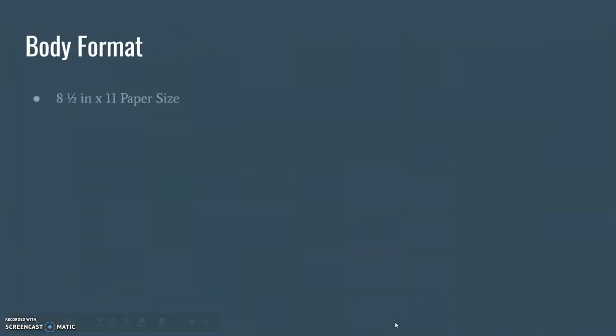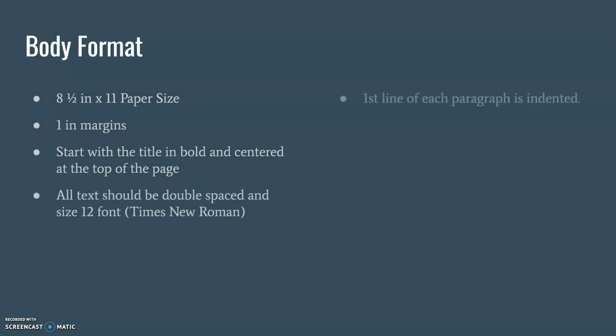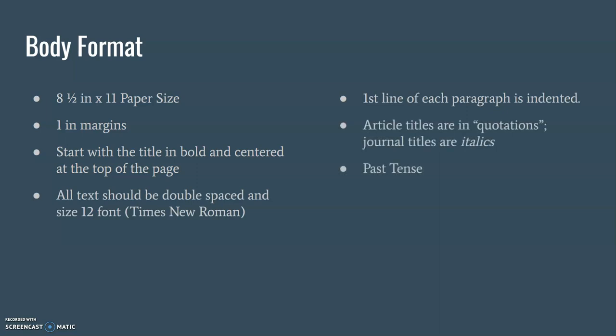So the body format is going to be pretty simple. You'll have your 8.5 by 11 paper size, 1-inch margins. You'll start with the title bold and centered at the top of your page. All text will be double-spaced, 12-point font, most likely Times New Roman. The first line of each paragraph is indented. Article titles are in quotations, journal titles are in italics. You'll use past tense and third person.